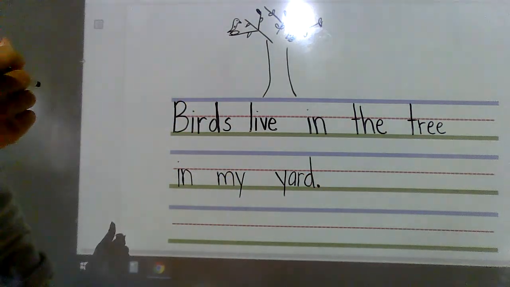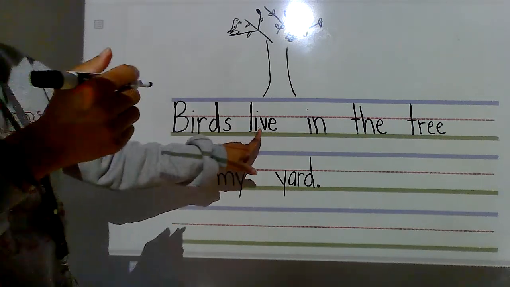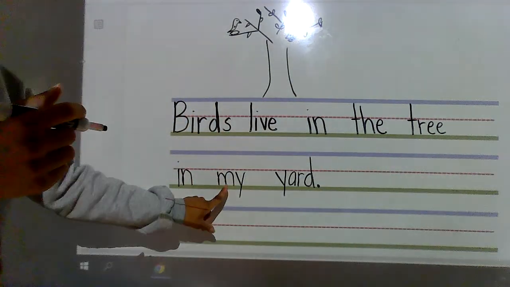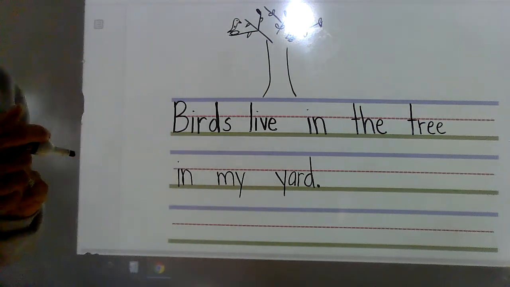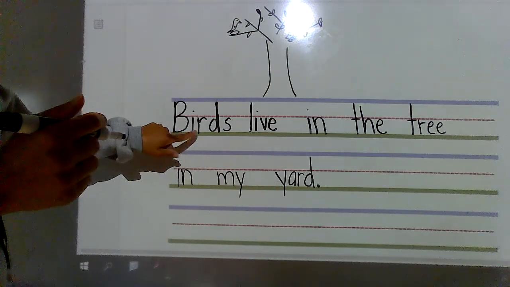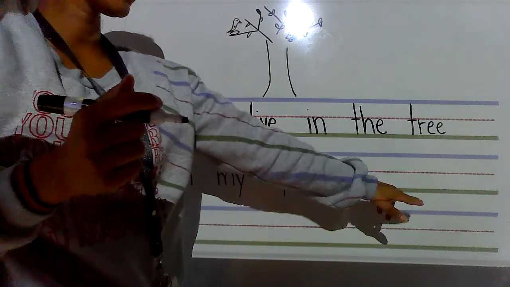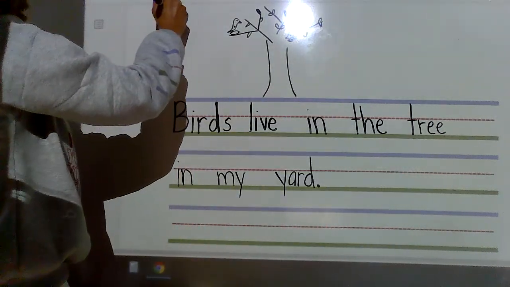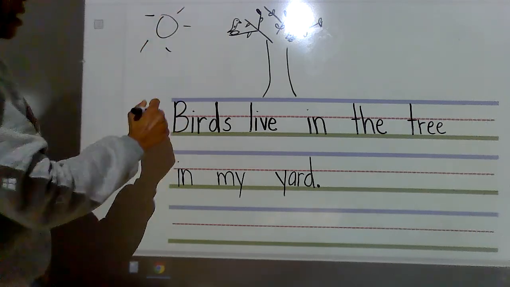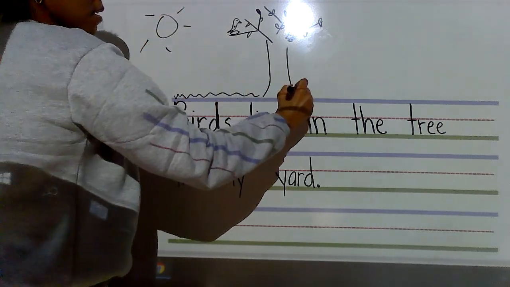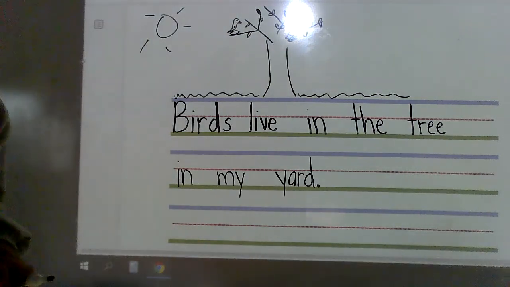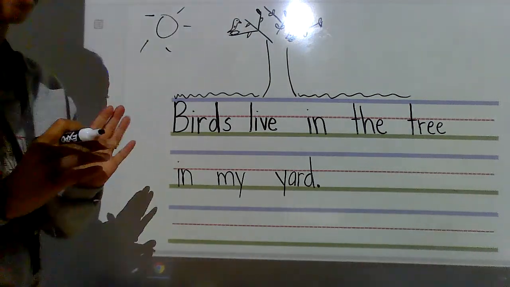All right, so let's go back and make sure it makes sense. Birds live in the tree in my yard. So again, I want to focus on my animal, birds, and a plant, tree in my yard. And since they're outside, I could add some detail to my picture. Maybe I want to put a sun, some grass. There we go, okay?